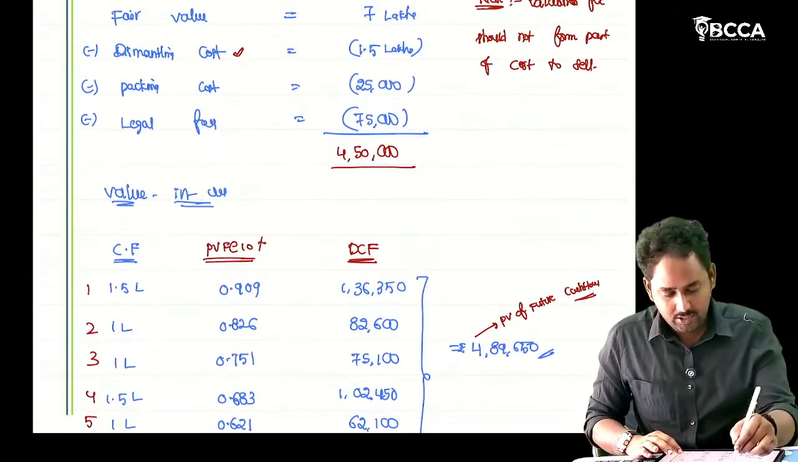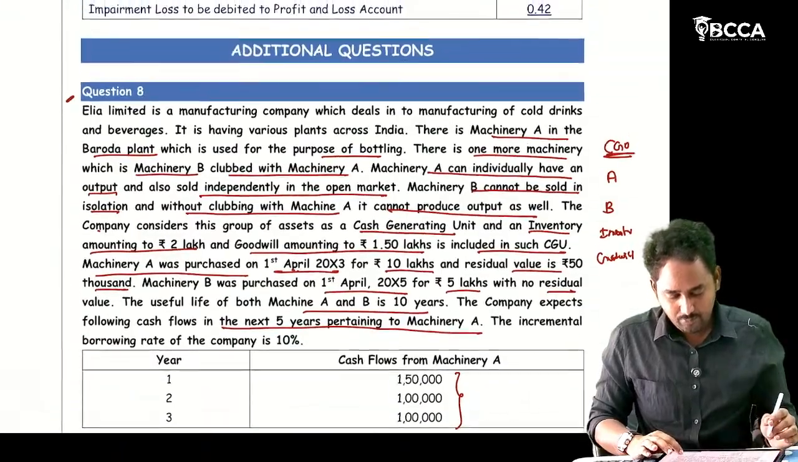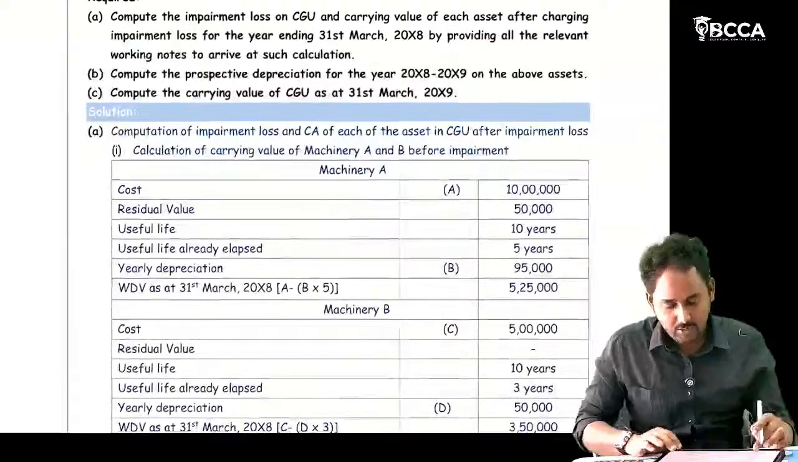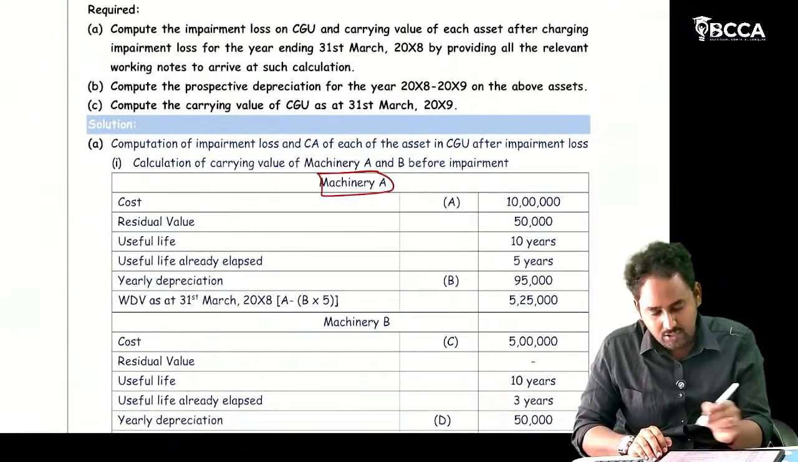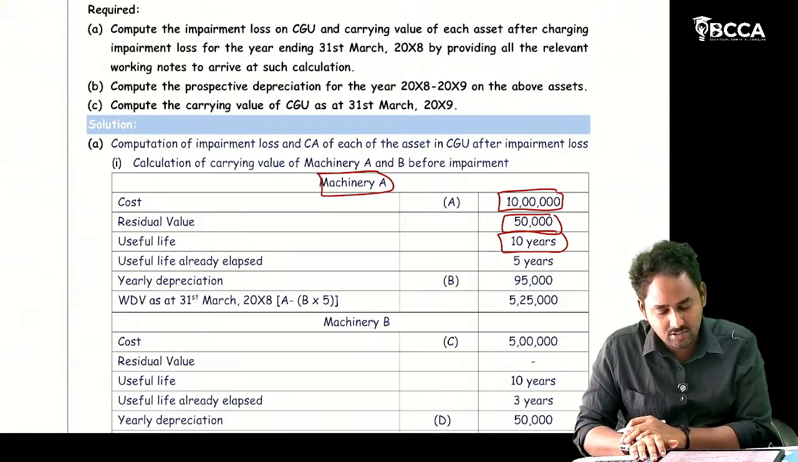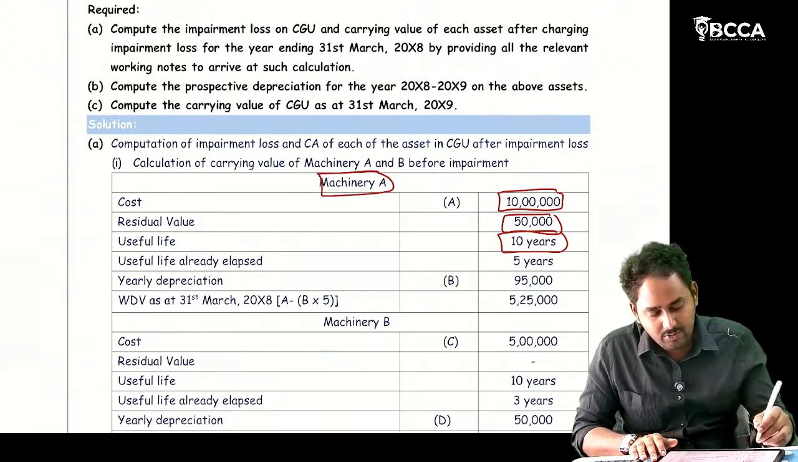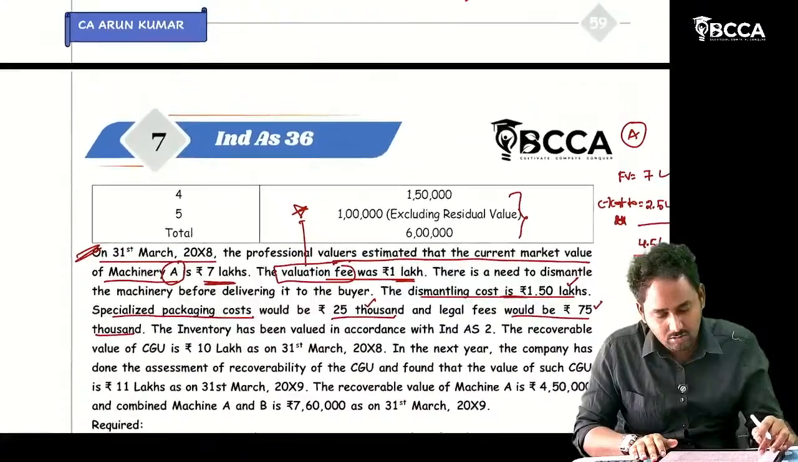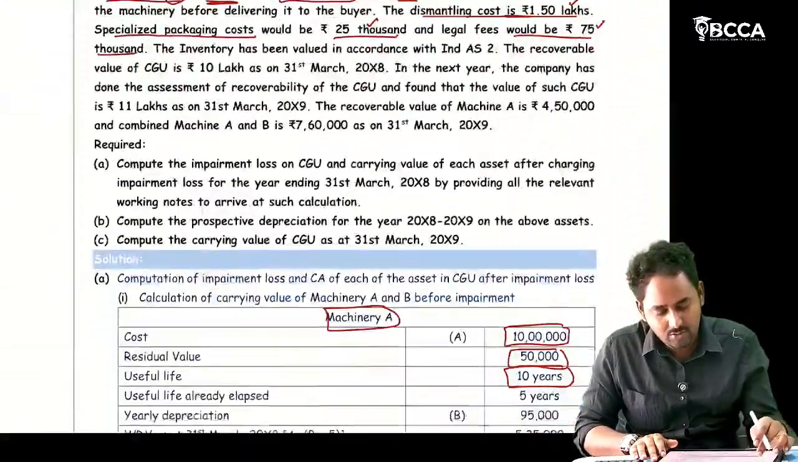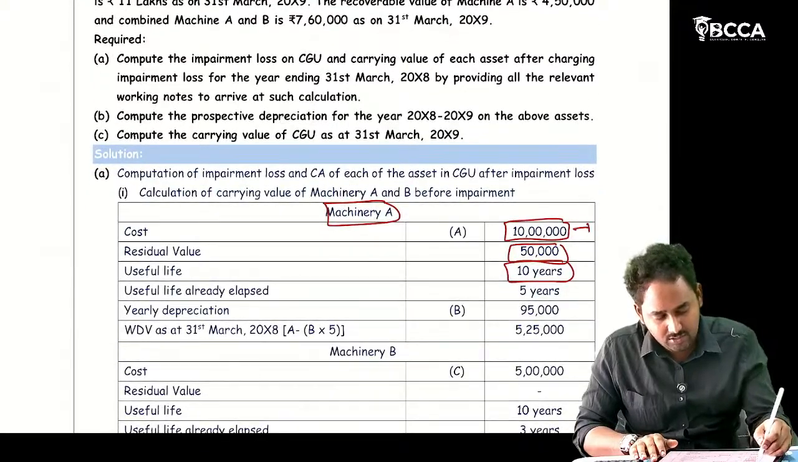How to calculate the carrying amount? Machinery A. The carrying amount of the machinery A is 10 lakh rupees. And residual value is 50,000. Useful life is 10 years. Which has been purchased on 1st April 2003.